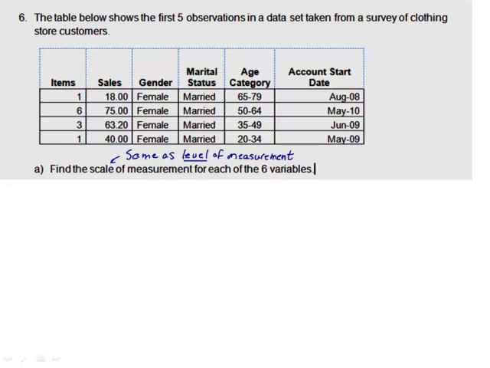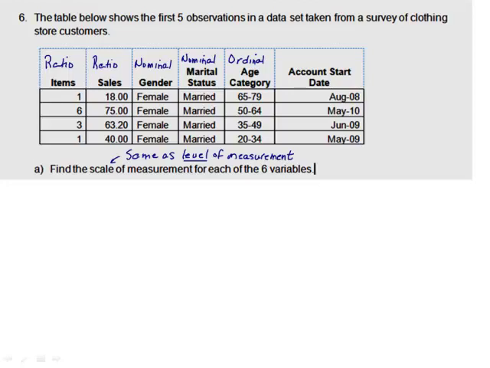Now the first variable, the items variable, that would have a natural starting point of 0, and ratios would make sense, so that's at the ratio level. Sales is the same thing. Notice these are both numerical. Gender would be nominal because it's just categorical and order doesn't make any sense. Same for marital status. Now for the age category, this is categorical, but we could put this in order from youngest to oldest. So that would be the ordinal level.